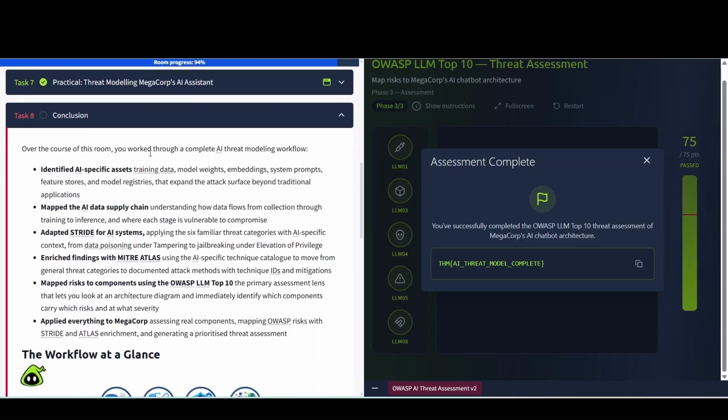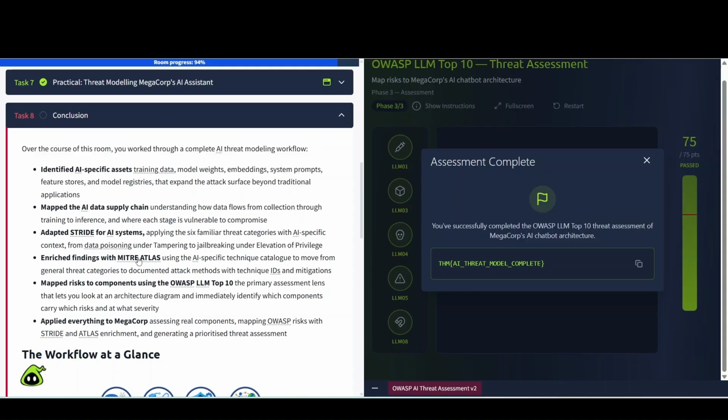Over the course of this room, you worked through a complete AI threat modeling workflow. Identified AI-specific assets: training data, model weights, embeddings, system prompts, feature stores, and model registries that expand the attack surface beyond traditional applications. Mapped the AI data supply chain, understanding how data flows from collection through training to inference and where each stage is vulnerable to compromise. Adapted STRIDE for AI systems, applying the 6 familiar threat categories with AI-specific context, from data poisoning under tampering to jailbreaking under elevation of privilege.